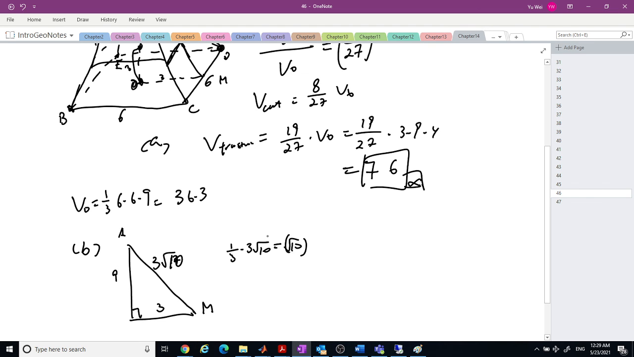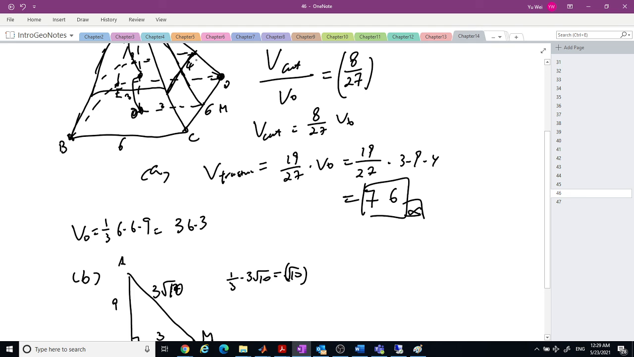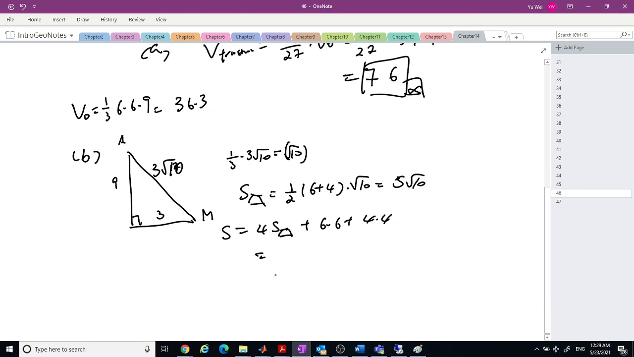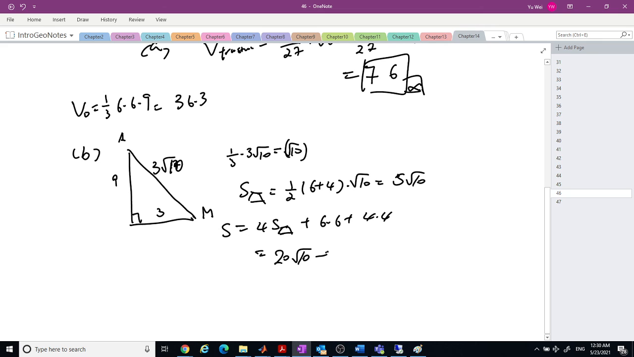Okay, now we can solve the surface area of the trapezoid. The surface area of the trapezoid is equal to half of the 6 plus the 4 times the root 10, which is equal to 5 root 10. Now the surface area will be equal to 4 of the trapezoid plus the 6 times 6 plus the 4 times 4. So this will be 20 root 10 plus 52.